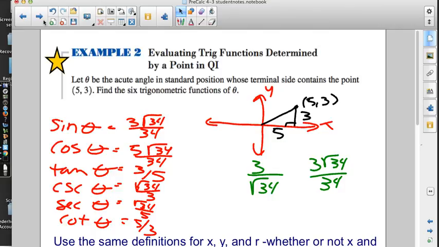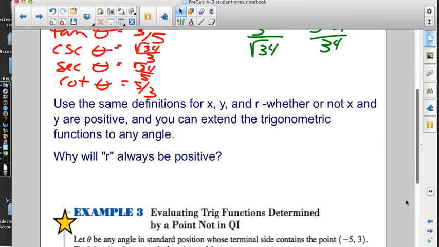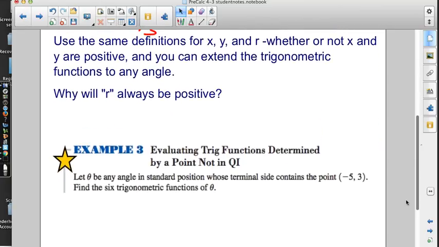So we've got this in standard position, but it really wasn't given to us as an angle. It was given to us as a point, and that's what makes it coordinate geometry. Now, you can learn, like I said, y over r, x over r, y over x for the primary trig functions and just flip those over. But you can also draw a picture, and that makes it easy to do as well. So it says use the same definitions for x, y, and r whether or not x and y are positive. So it doesn't matter what quadrant we're talking about here. And you can extend the trigonometric functions to any angle.